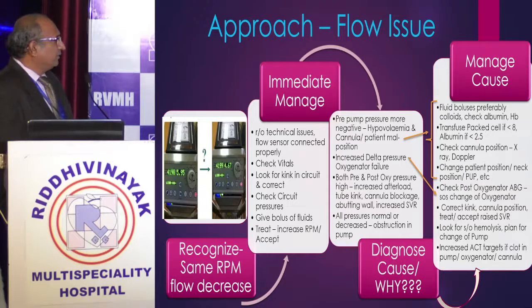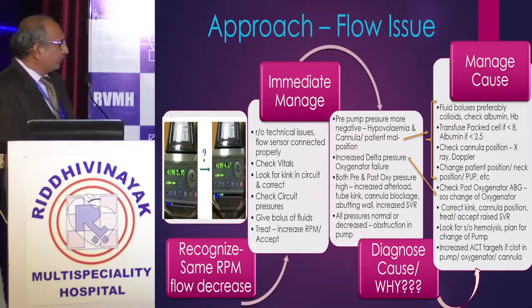Second is that the delta pressure is increased. With the increase in delta pressure, the flow can reduce even with the same RPM. If that is the story, then probably you need to change the oxygenator. So look for a high delta pressure, and change the oxygenator.